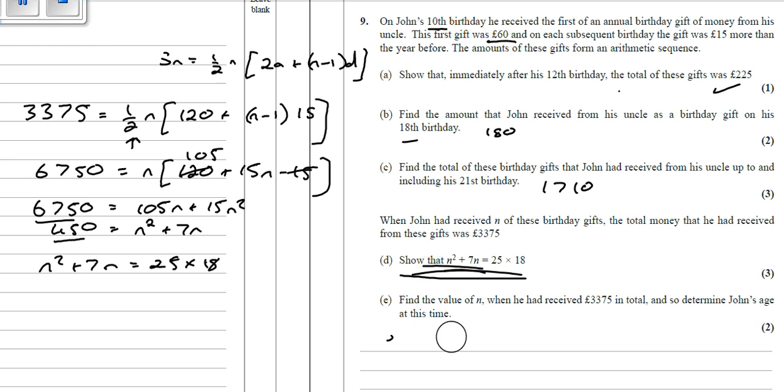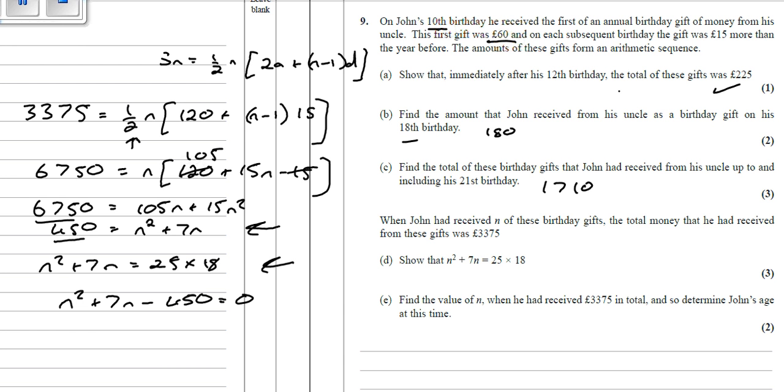And then finally, E. Find the value of n when he had received 3,375 in total, so determine John's age at this time. So we've got to find the value of n. So we've got to solve n squared plus 7n minus 450 equals 0. It's only worth 2 marks, so we should be able to do this in 2 minutes quite comfortably. But factorising this isn't going to be easy. You know it's going to be n and n, so we've got to find 2 numbers that multiply together to make 450.